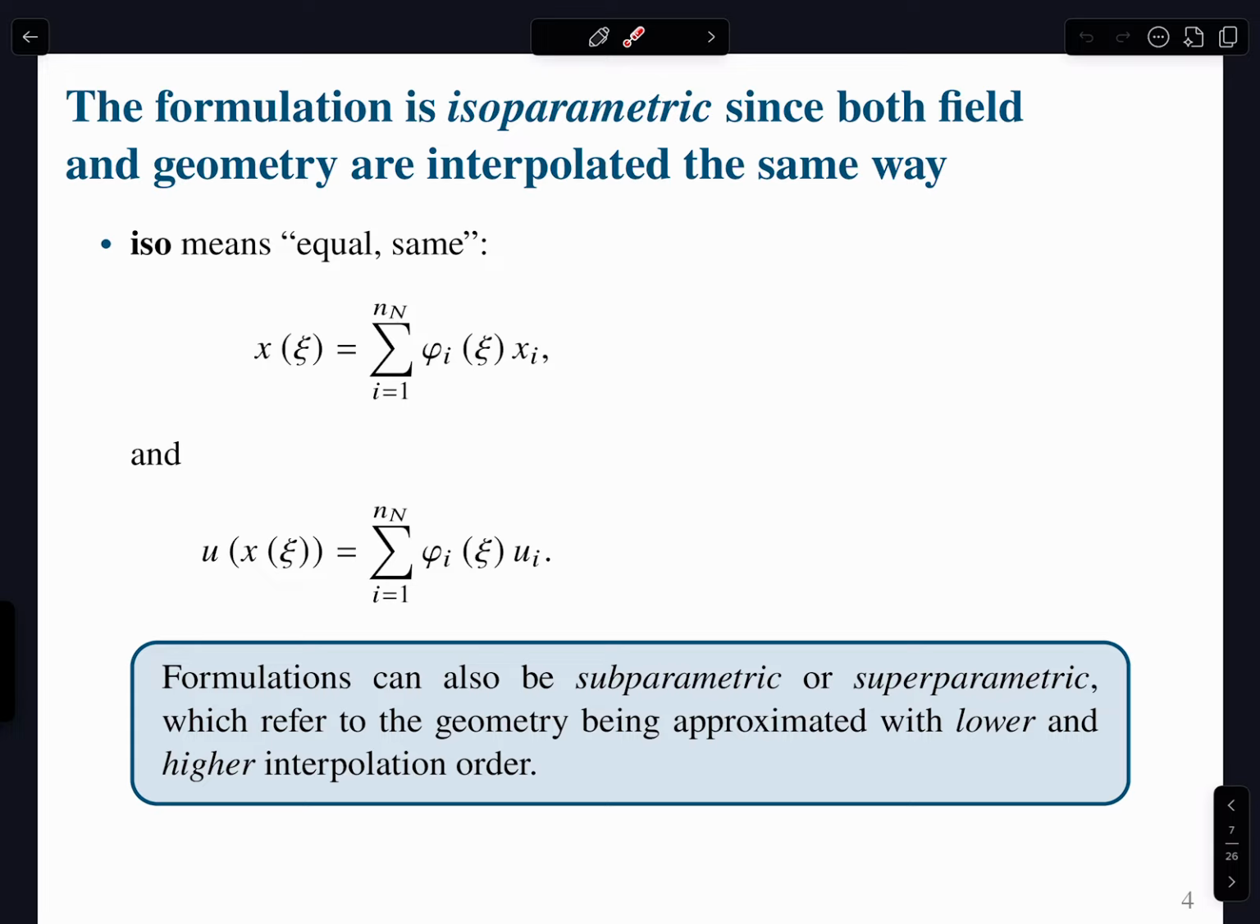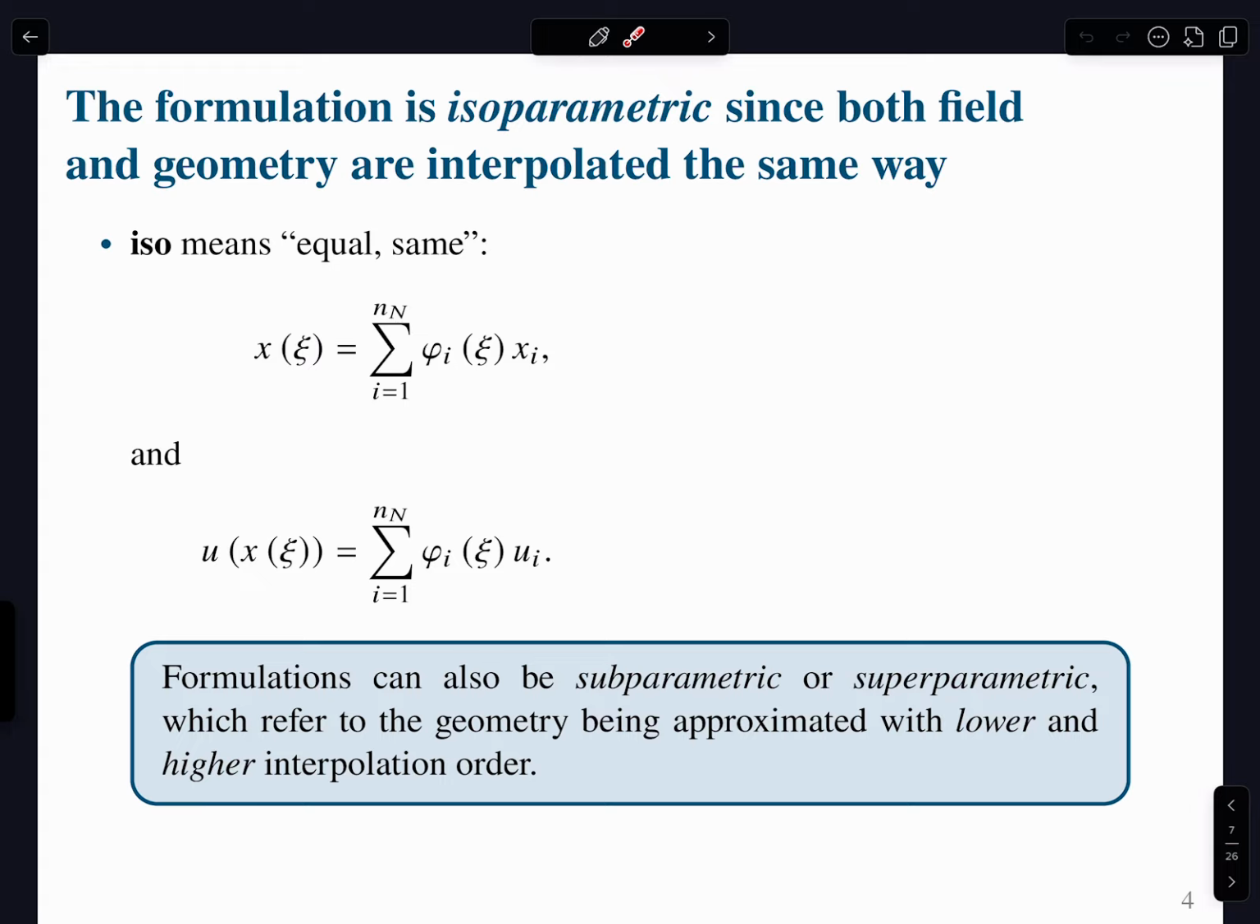And for instance, can you give me perhaps one example of a subparametric formulation? We have also discussed this in the past. What would be an example of a subparametric formulation? Yeah, and then your geometry remains linear. So that's one case. Say your geometry is interpolated linearly, but then you approximate the field with quadratic or cubic polynomials. That is a subparametric formulation.